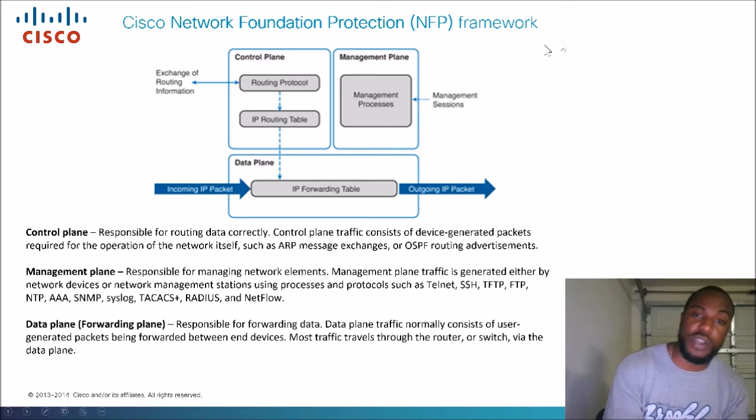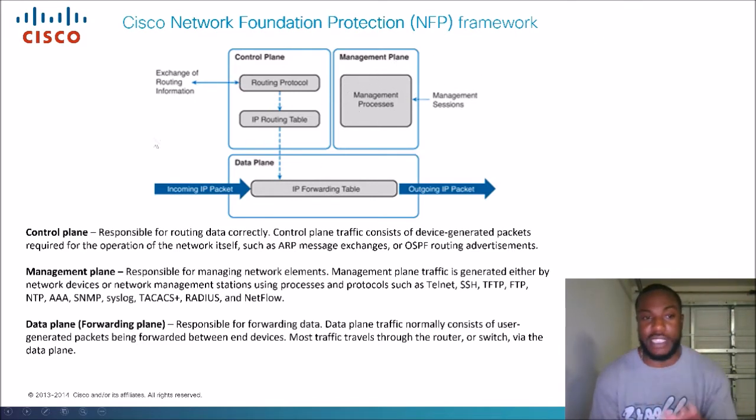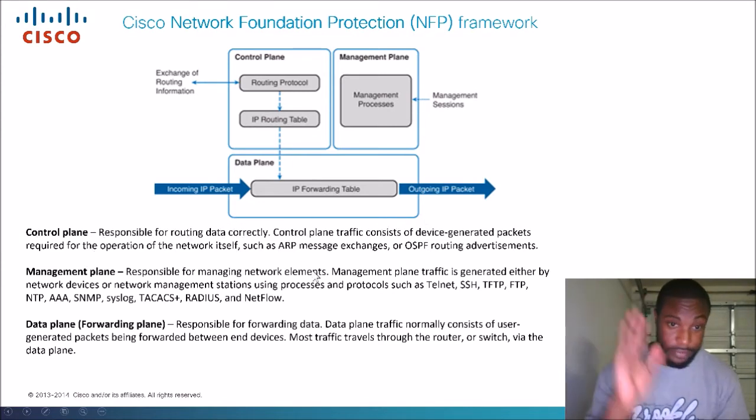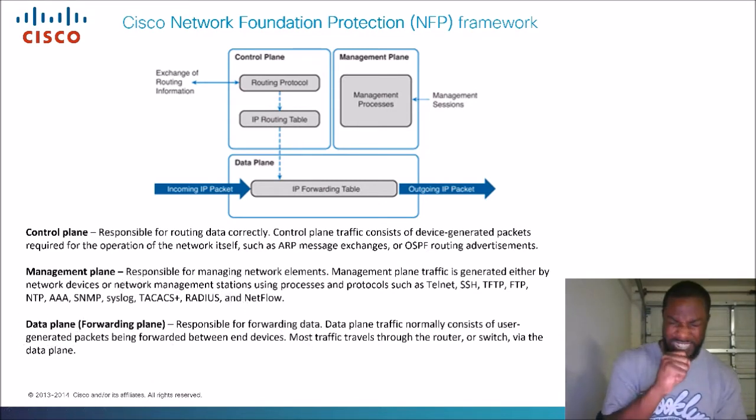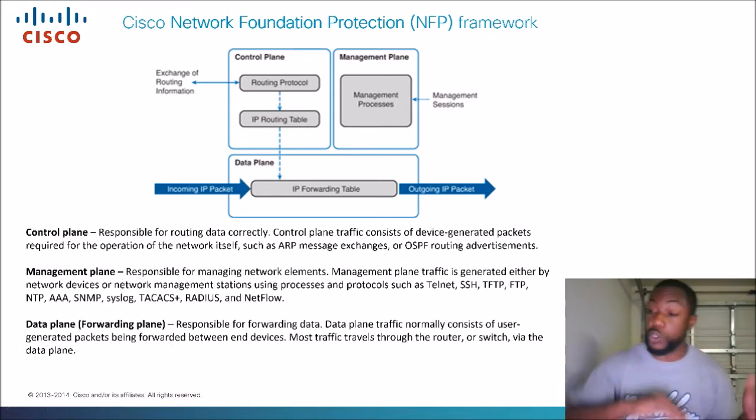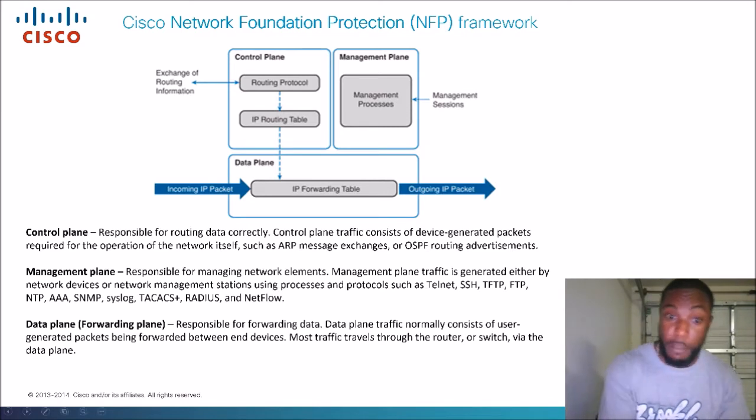Now, we're going to add the management plane. Let's discuss what all of these are. The control plane is responsible for routing data correctly. Basically, in short, the data plane is responsible for forwarding data. It's not destined for him, so he forwards it to somewhere else. Most traffic travels through the router or switch via the data plane.